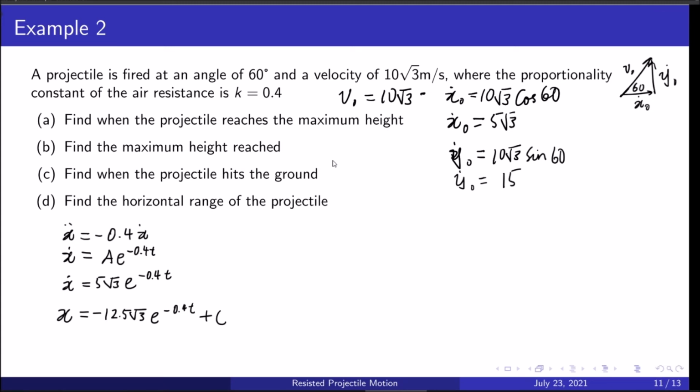So when t is 0, x is 0, so c has to equal 12.5 root 3. I think you can see a pattern now. So x should be 12.5 root 3 (1 − e^(−0.4t)). Yep. So this is the horizontal component. Now the vertical component.